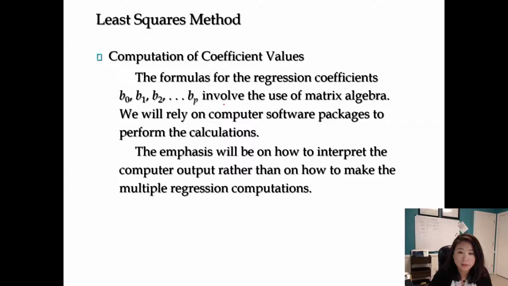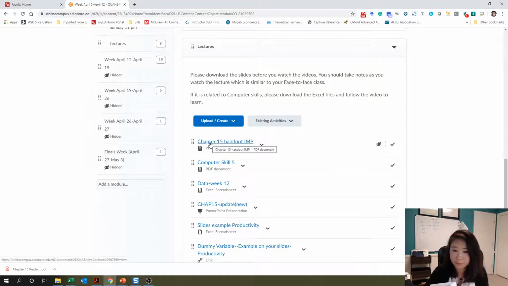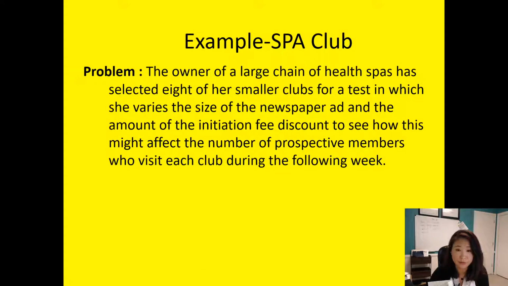Now let's look at an example together, and then we will learn how to write down our regression analysis. As we're watching this example, I hope you can get the handout ready, called Chapter 15 handout. IMP stands for important, because you're going to rely on this handout to help you on your homework and also your attendance check.